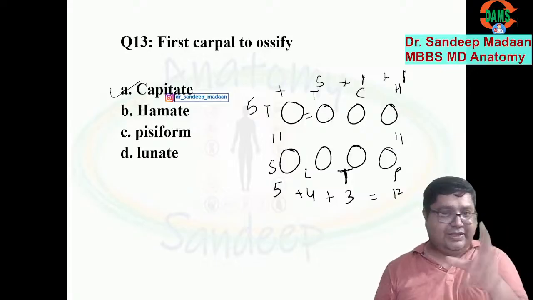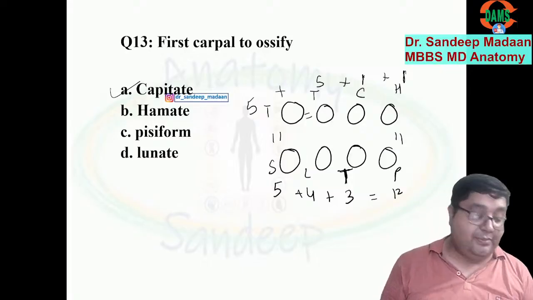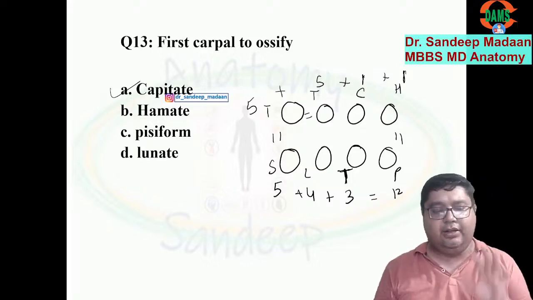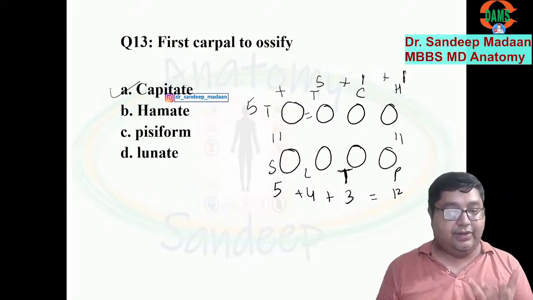But if they specifically ask, pisiform appears in female, then answer will be 9 to 10. Because in case of female, all the epiphyses will ossify a little early.